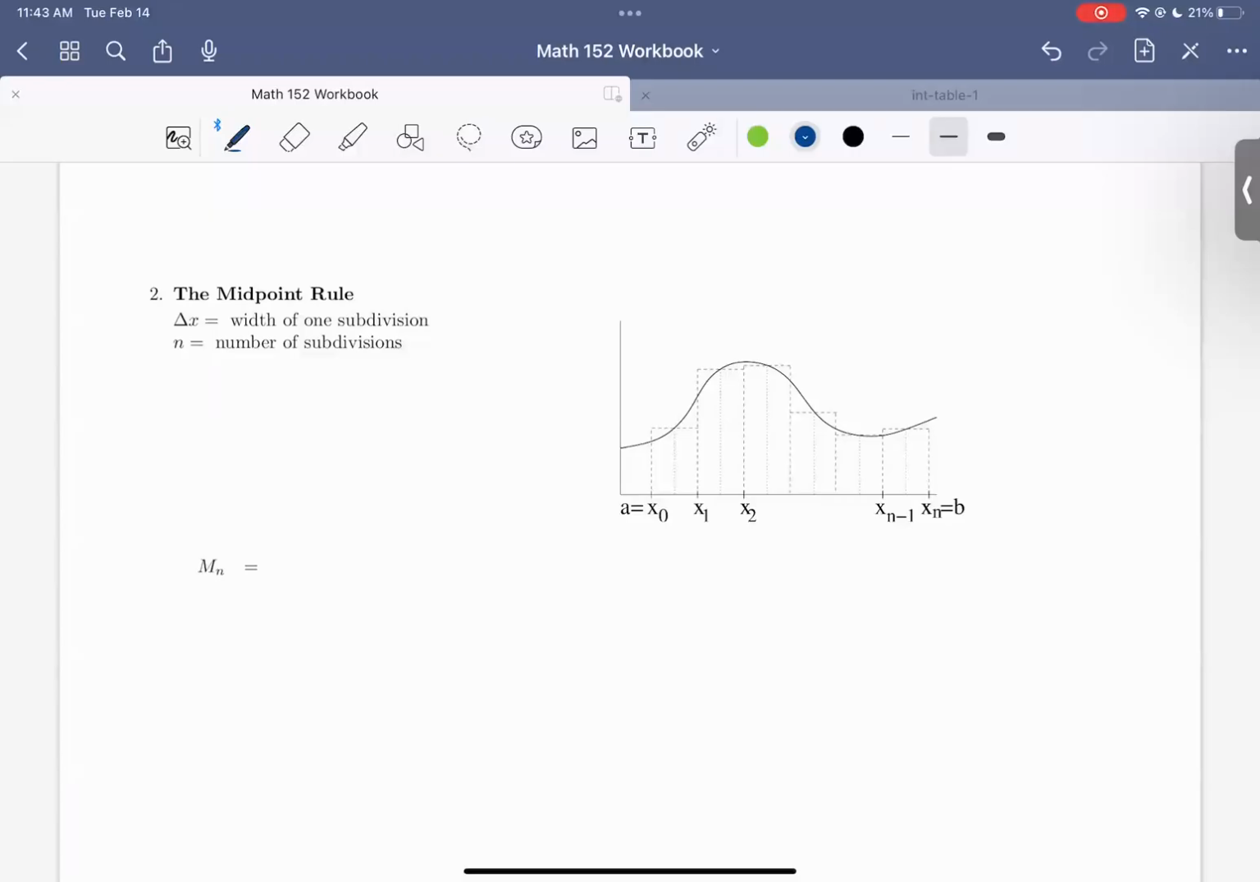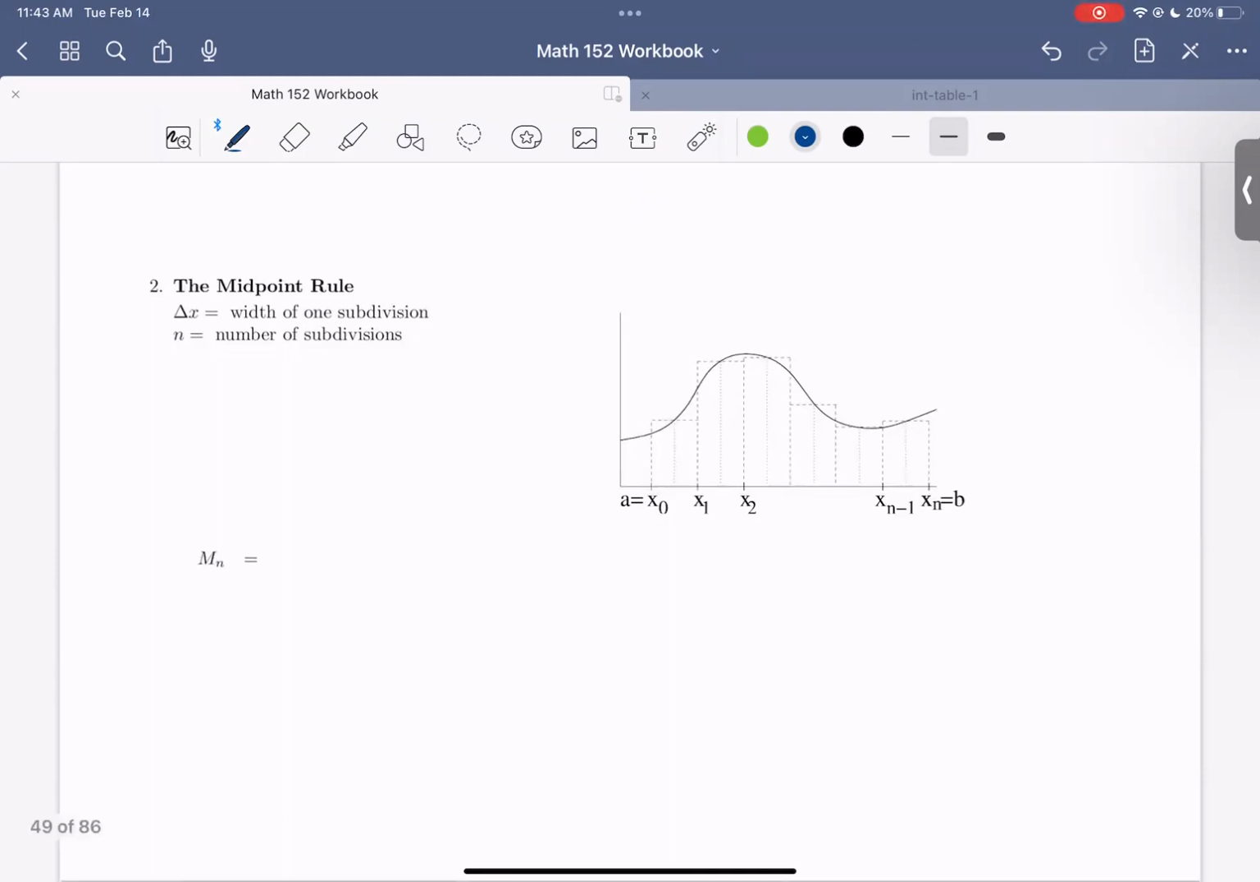Hello, everyone. In this video, we're going to look at the second part on our first page of section 5.6 on numerical integration. So now we're going to look at what's called the midpoint rule. Again, we're going to let delta x represent the change of x between 2 points in our subdivision, and n be the number of subdivisions.